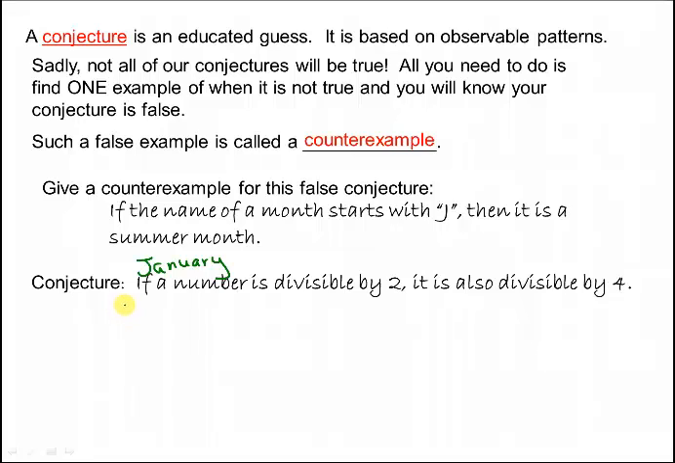Now this conjecture says that if a number is divisible by 2, it's also divisible by 4. Is that true? Well, if we think of some numbers divisible by 2, like 12 and 8 and 10, 2 goes evenly into each one, but does 4 go evenly into those? Well, 4 definitely goes into 12, and it goes into 8, but when we look at the 10, we see that 4 doesn't go evenly into 10, therefore it's not divisible by 4. And so this is a counterexample. It shows that the statement is false.